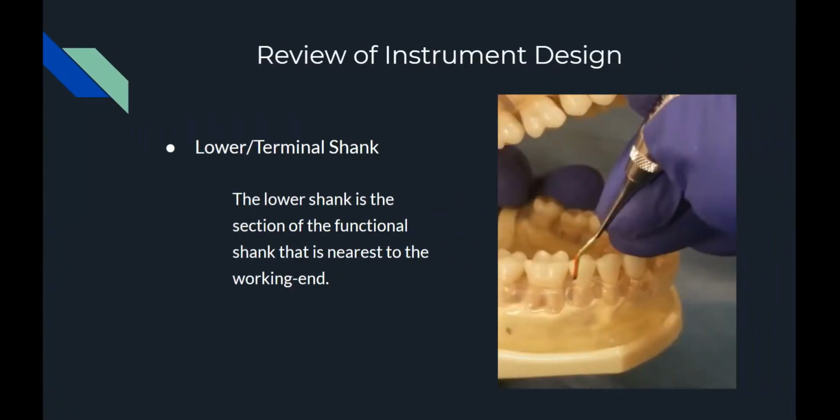Review of instrument design. The lower or terminal shank. The lower shank is the section of the functional shank that is nearest to the working end. Another term for lower shank is terminal shank. The ability to identify the lower shank is important as the lower shank provides an important visual cue for the clinician in selecting the correct working end for the tooth surface being instrumented. In this photo, the lower shank or terminal shank is orange.